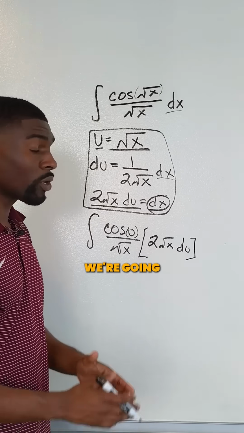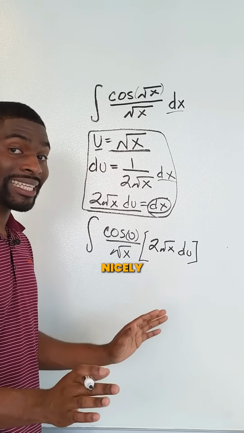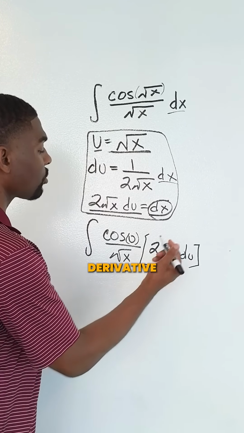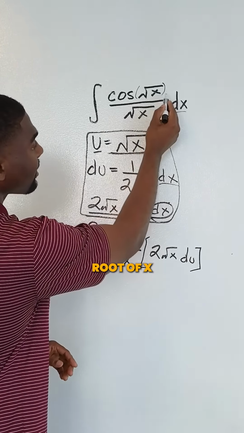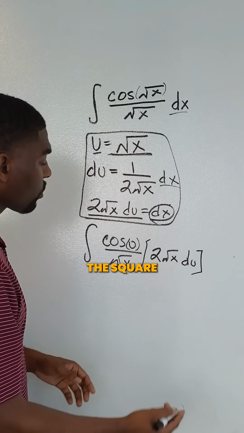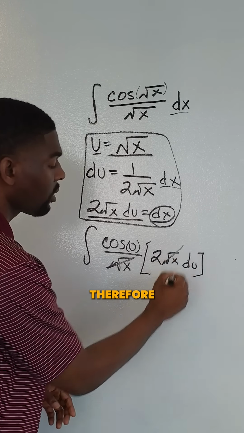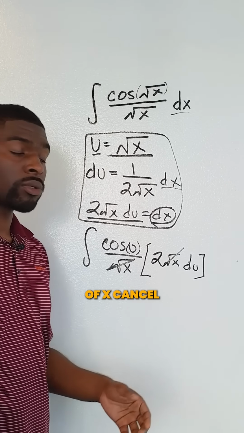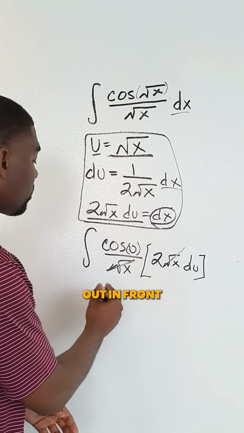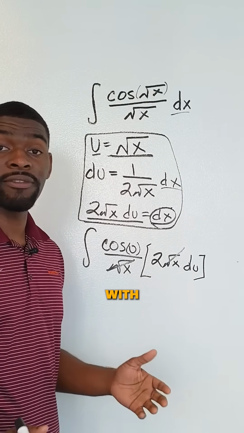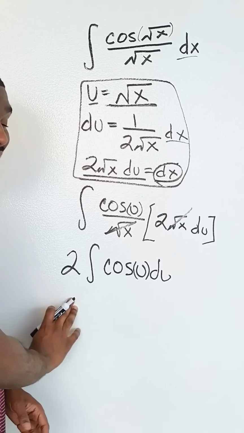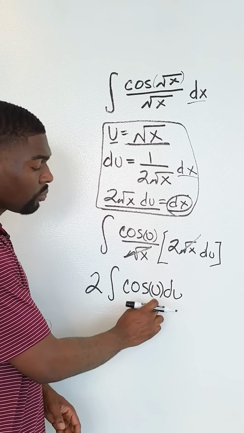Now at this point, we're going to see things canceling nicely. And what we can see is that the derivative of the square root of x gives us that 1 over the square root of x. Therefore, the square roots of x cancel, and then now we get a 2 out in front. So now we're just simply left with 2 times the integral of cosine u du.